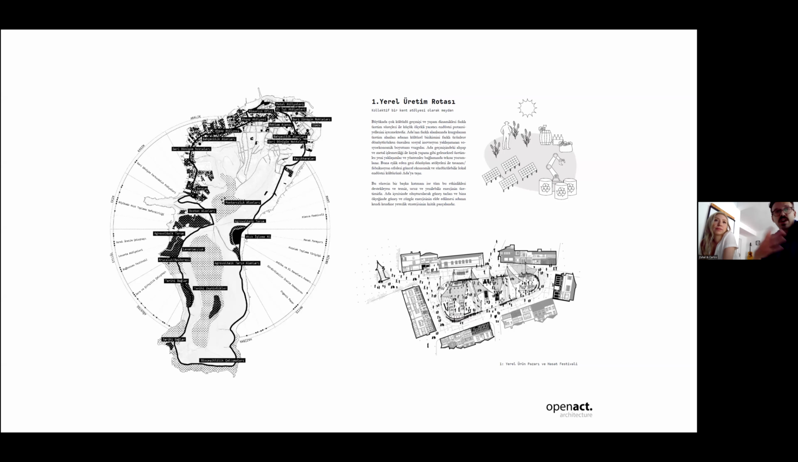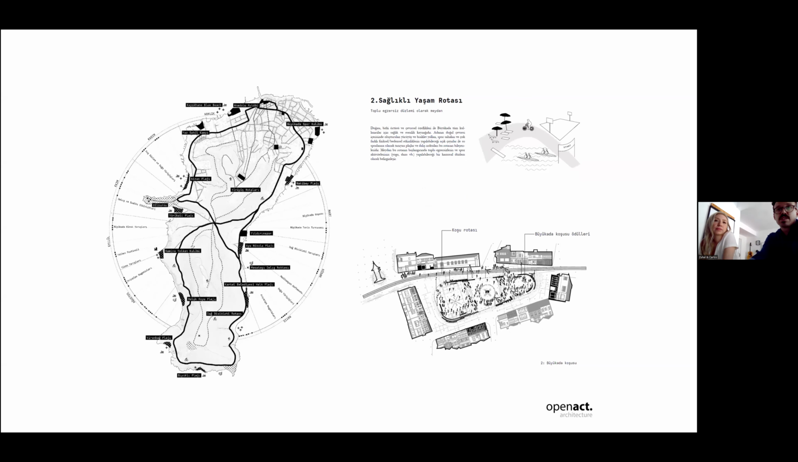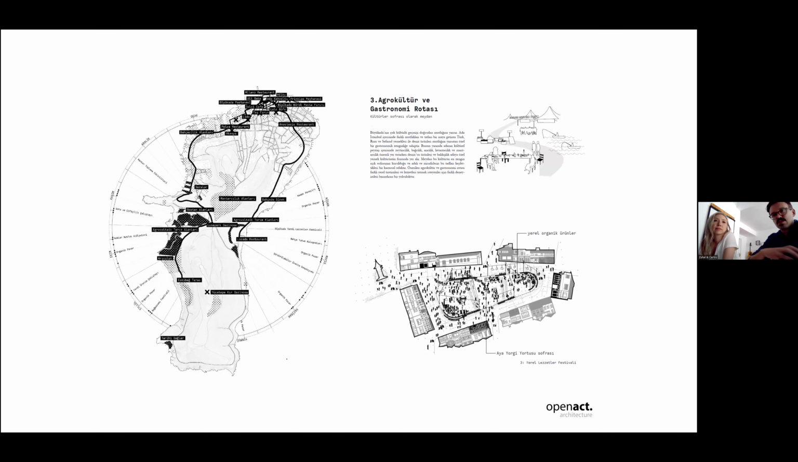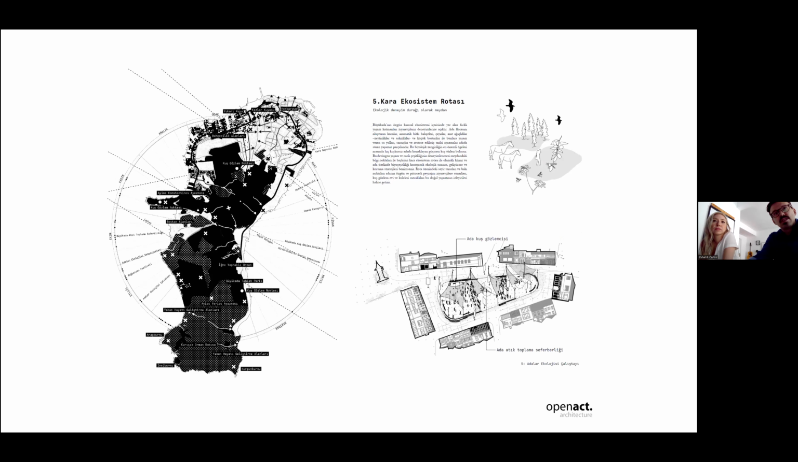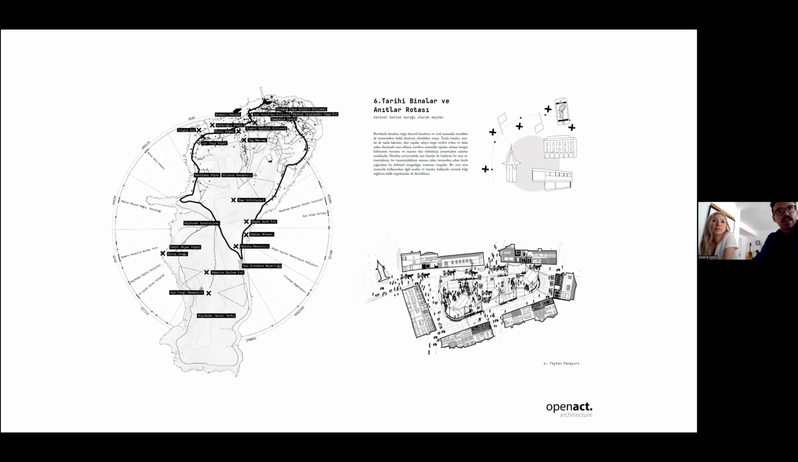So we have all these layers that I'm going to pass through really quickly: sports, health route, agriculture, gastronomy route. In the same way, some restaurants or gastronomic places on the island can come to the square and do a market once a month, for example, or some cultural events that are hidden in the back of the island can come to the square. Then the land ecosystem route, historic edifices and monuments route, and marine ecosystem route.